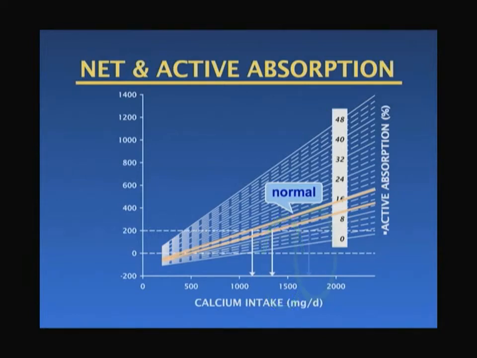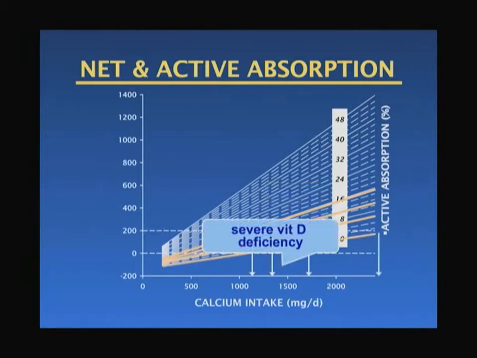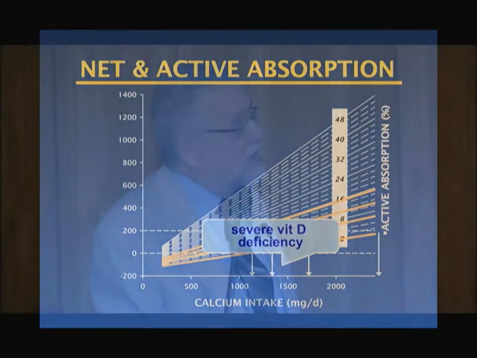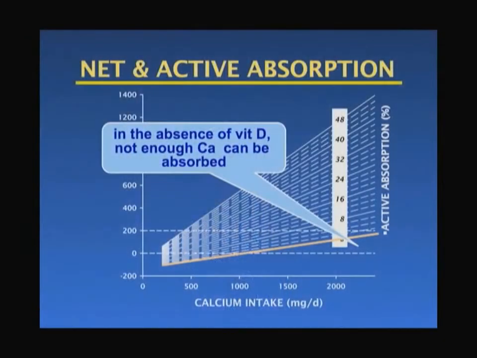And if it drops still further, you might need 1,800, until finally, in severe vitamin D deficiency, you'd need, say, 3,000 milligrams of calcium per day in order to get the amount that is required under those circumstances. Realistically, nobody's going to get 3,000 milligrams per day. So you see, there is this strong interdependence. And the bottom line is that in the absence of adequate vitamin D, you cannot absorb enough calcium for health. And so that's why you tear down your skeleton.